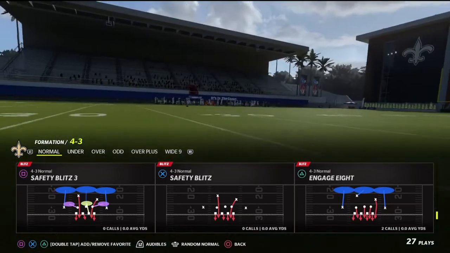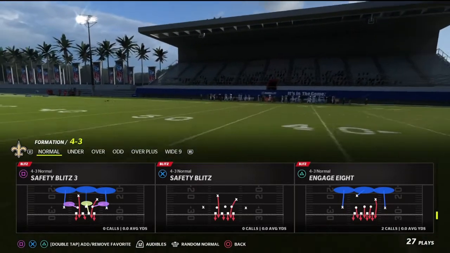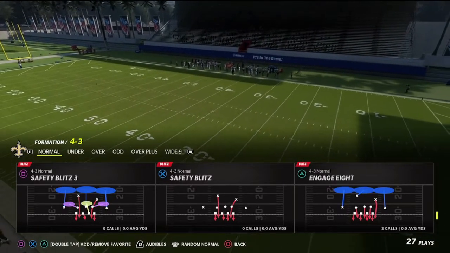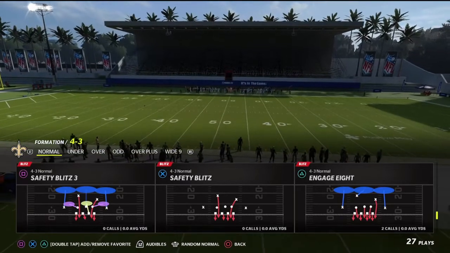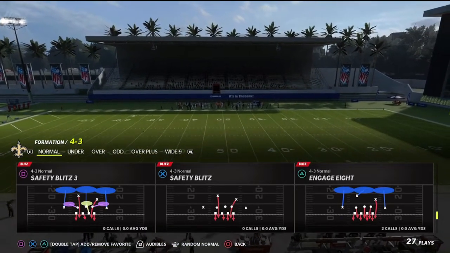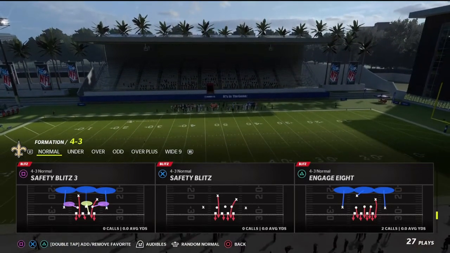The play on the right, the engage 8, that would be considered a zone 3 blitz. Okay, a zone 3 blitz. That's a zone blitz basically, because you're playing zone. You're only playing 3 in zone, so it'd be a cover 3 zone blitz, even though there's no other zones other than the deep 3. Okay, so be aware of that. Engage 8 counts as a cover 3 zone blitz.